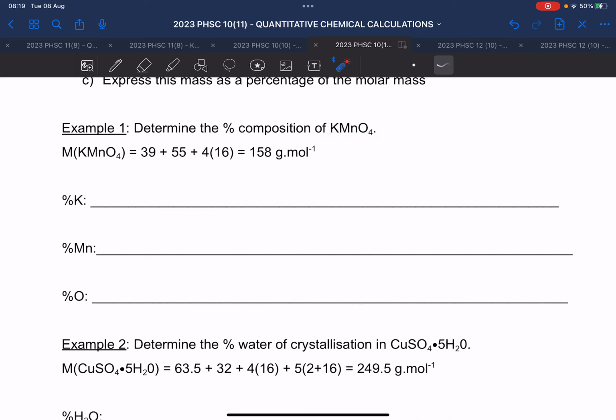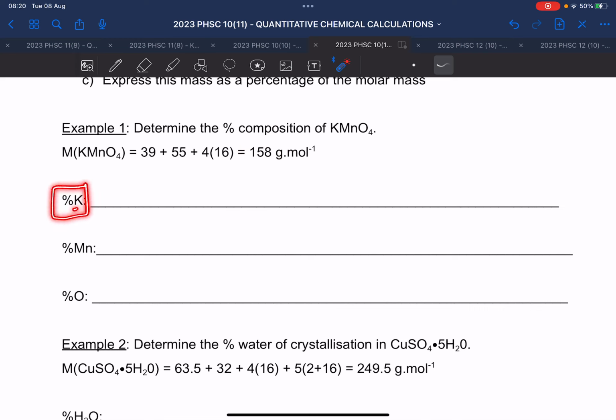Say it again. Potassium permanganate. It is a purple crystal. Potassium permanganate. Exactly like you pronounce it, you spell it. Permanganate. Okay, so what you do first of all is get the total molar mass of the whole thing. That I did for you.